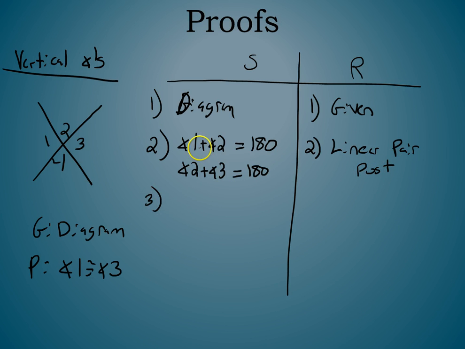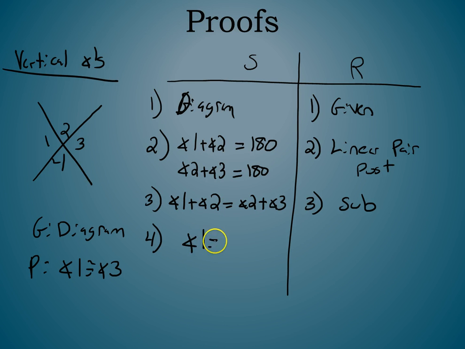Well, since both pairs of angles add to 180, they must equal each other. So angle 1 plus angle 2 equals angle 2 plus angle 3. That's, again, our substitution property. And since angle 2s are on both left and right-hand sides, they will subtract out, leaving just what we want. Angle 1 and 3 are vertical angles to be congruent. And there's our vertical angles theorem proof. Not too complicated, don't need to deal too much more besides that.